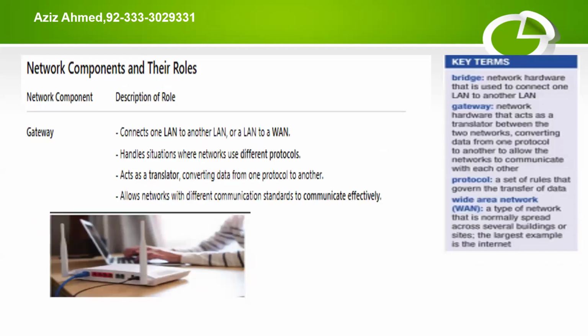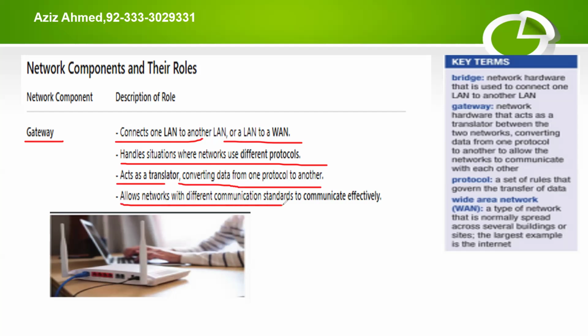Gateway. When we want two different networks to work together, we need a gateway. It connects one LAN to another LAN or LAN to WAN. To handle situations where networks use different protocols, different hardware, different software, we need a gateway. It acts as a translator, converting data from one protocol to another. So it allows networks with different communication channels to communicate effectively.